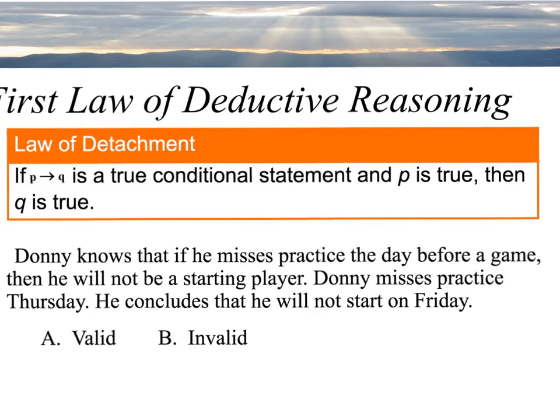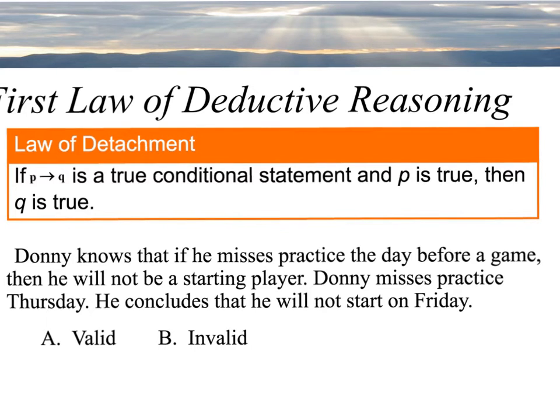So let's use our developing knowledge of this law of detachment, this idea that if the hypothesis is true, the conclusion must be true. But the conclusion could be true and the hypothesis may or may not be true. So what I want you to do is decide if you think this reasoning is valid or invalid based on that. So Donnie knows that if he misses practice the day before a game, then he will not be a starting player. So Donnie misses practice Thursday. So he concludes that he will not start on Friday. Think about that. Is that valid or invalid?